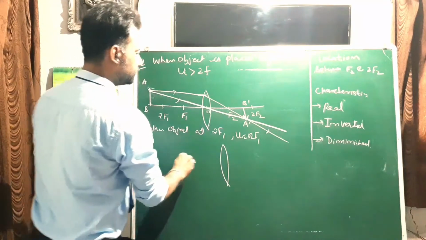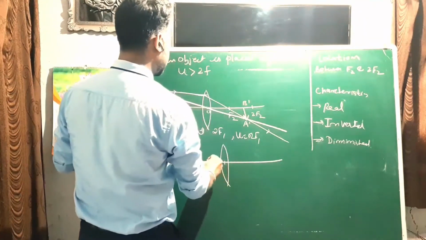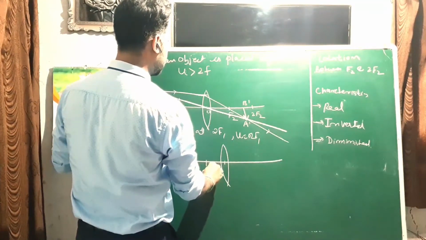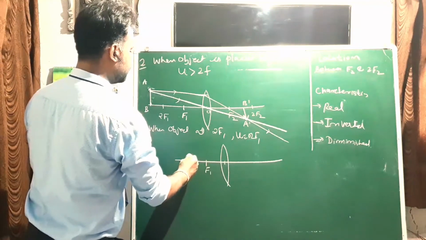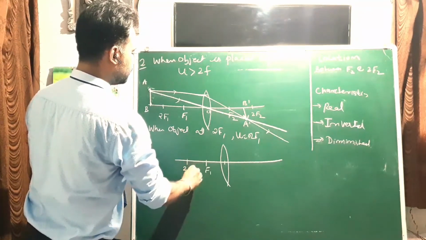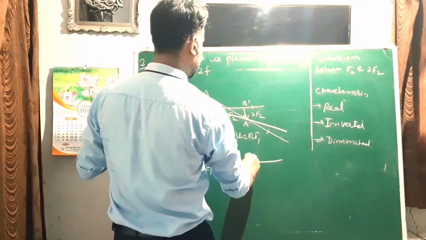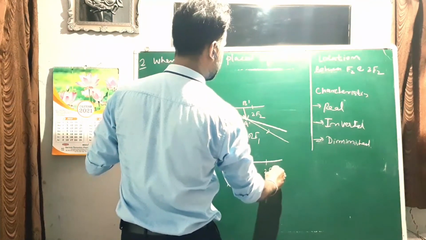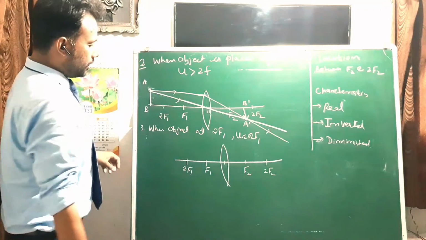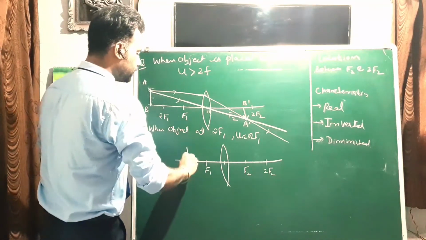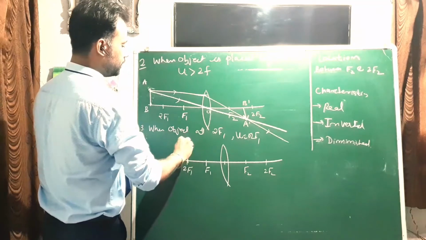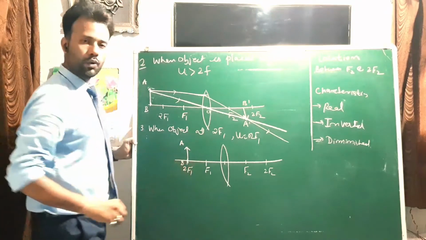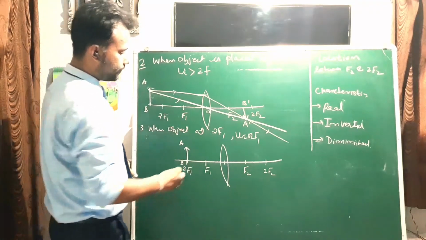Convex lens, optical center, this is F1. So the same distance here, it is 2F1. Okay, it will be F2 and this will be 2F2. So here we have an object AB at 2F1, right?